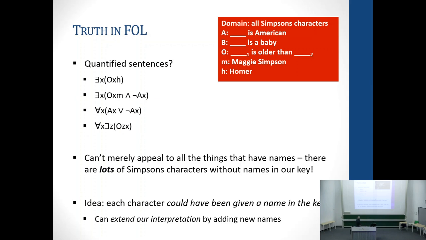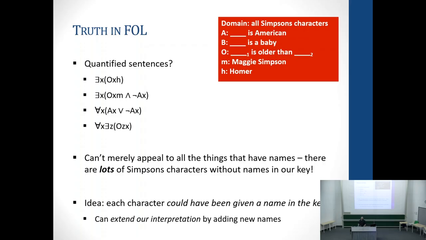So what we're going to do is basically say, hey, we've got our interpretation, and there's a bunch of stuff in the domain that we don't have names for, but we could have a name for them. So we can extend our interpretation in some way to add the missing names. We can start to see this if we think about these sentences before we dive in. So let's take our first one. What does the first sentence say?